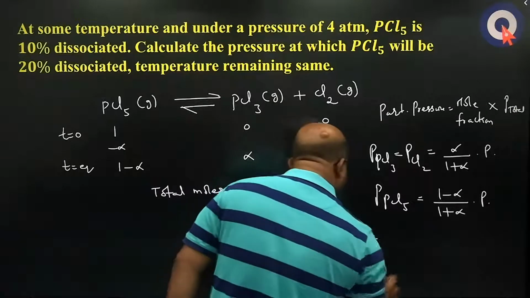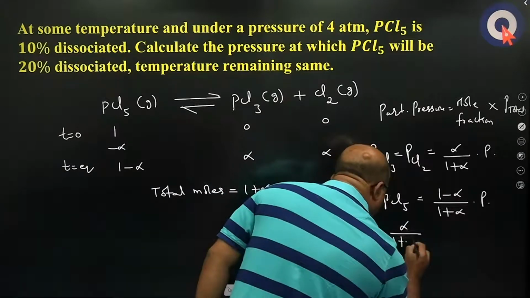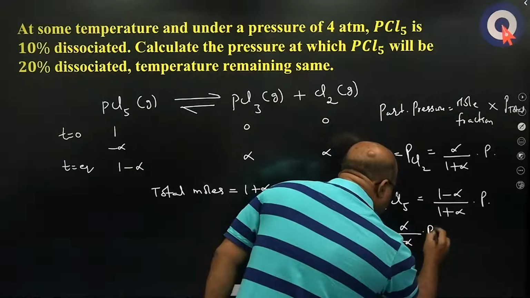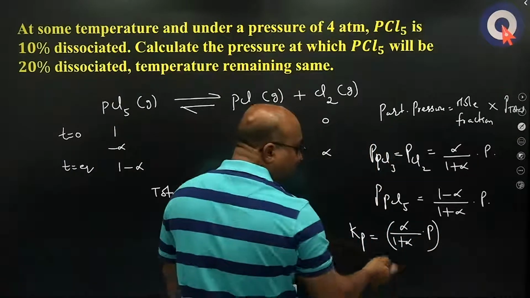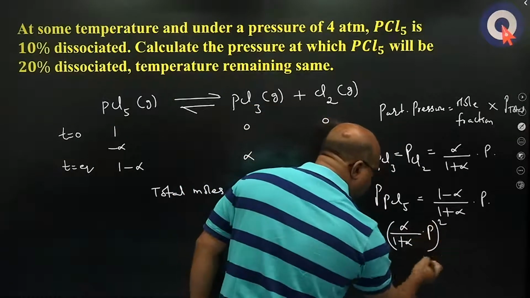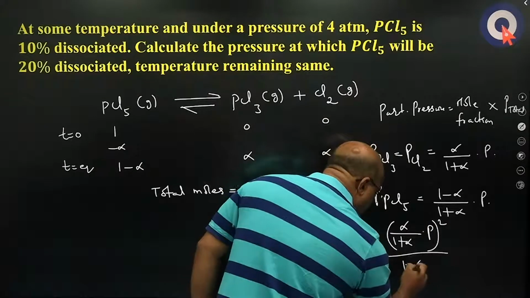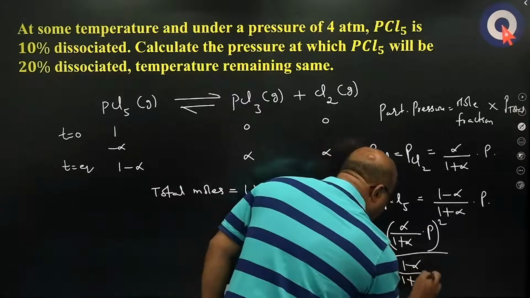So this is what we have to write: alpha by 1 plus alpha into P. This is PCl3 as well as Cl2, so square we will write directly. Then 1 minus alpha by 1 plus alpha into P.